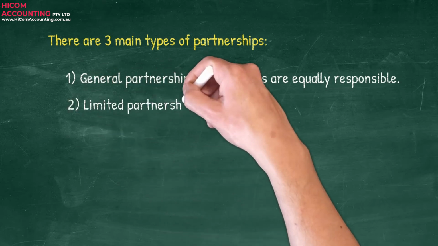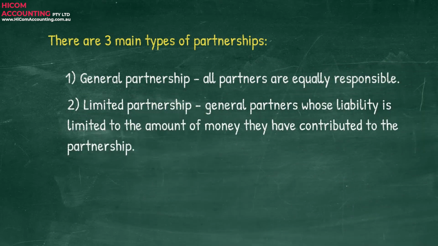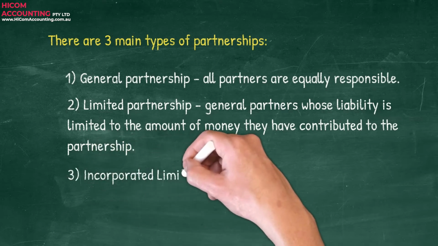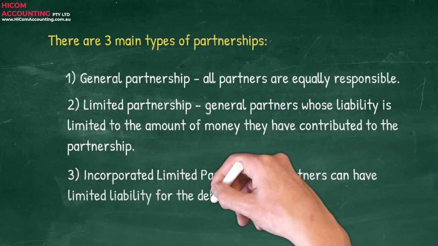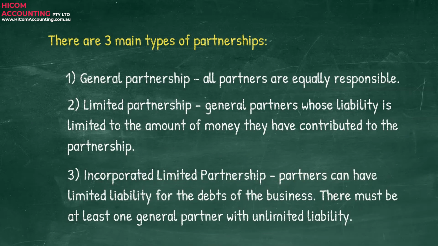2. Limited partnership. This is made up of general partners, whose liability is limited to the amount of money they have contributed to the partnership. Limited partners are usually passive investors, who don't play any role in the day-to-day management of the business. 3. Incorporated limited partnership. This is where partners can have limited liability for the debts of the business. However, under this type, there must be at least one general partner with unlimited liability. If the business cannot meet its obligations, the general partner, or partners, become personally liable for the shortfall.